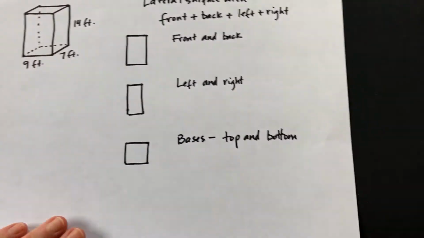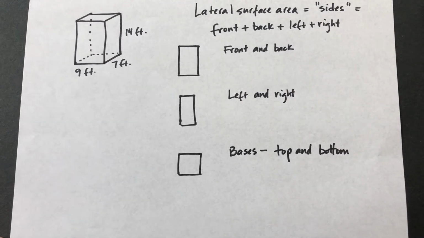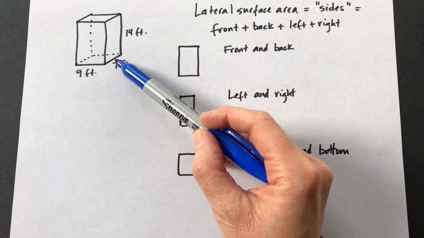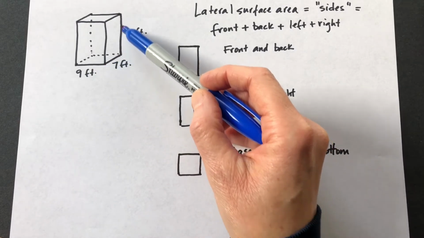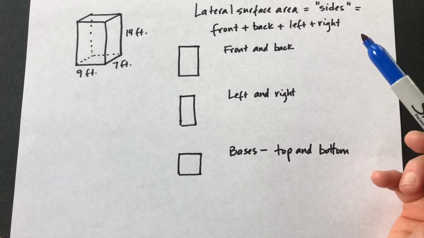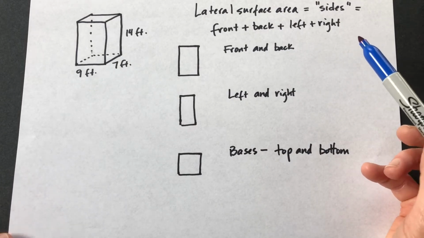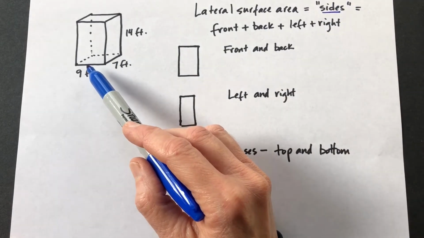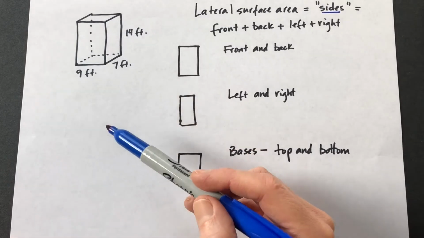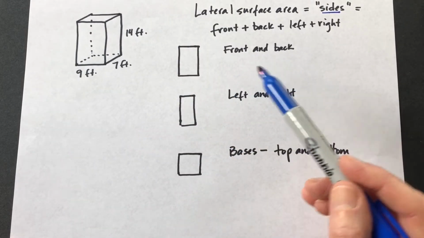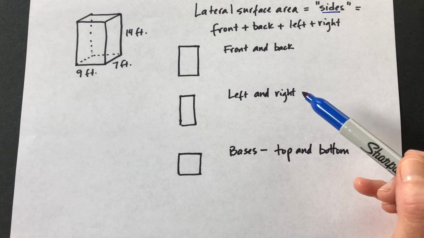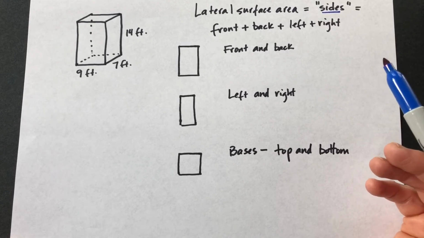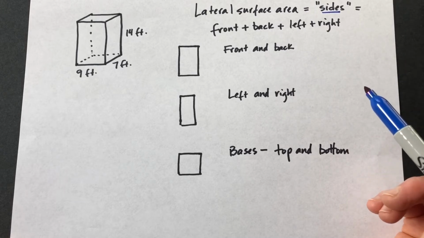I've got a rectangular prism here. Got some dimensions. I've got 9 feet across, 7 feet deep, and 14 feet high. And let's start by first calculating what the lateral surface area is. Now remember, that's our sides. So for this rectangular prism, we've got a front and a back. The front and the back are congruent. We've got the left and the right, and the left and the right are congruent. Get any cereal box or anything like that from your house, and you've got an example of a rectangular prism.